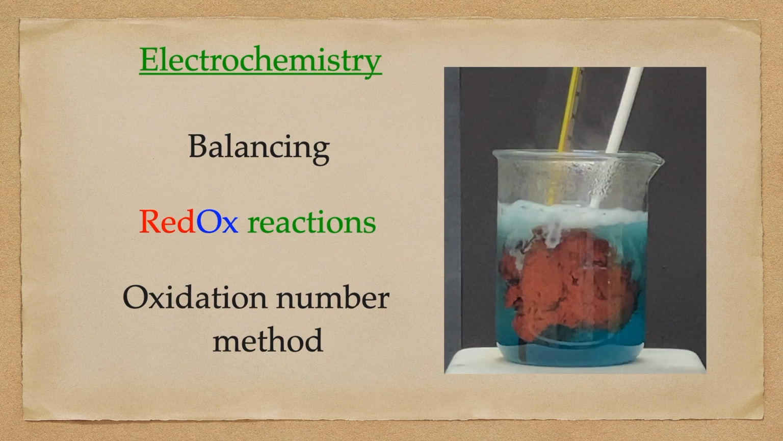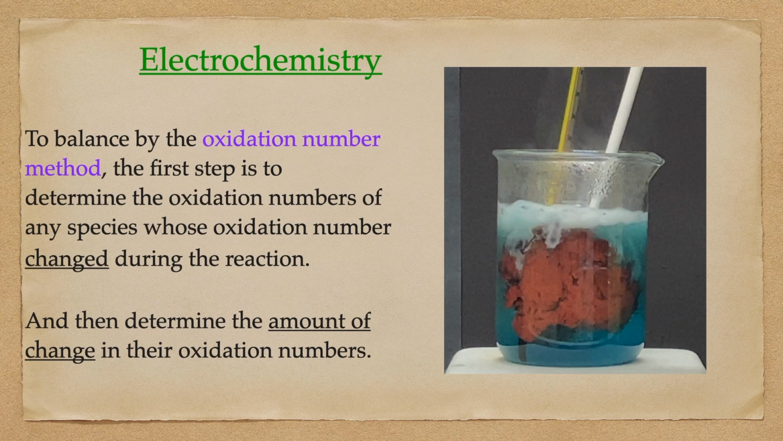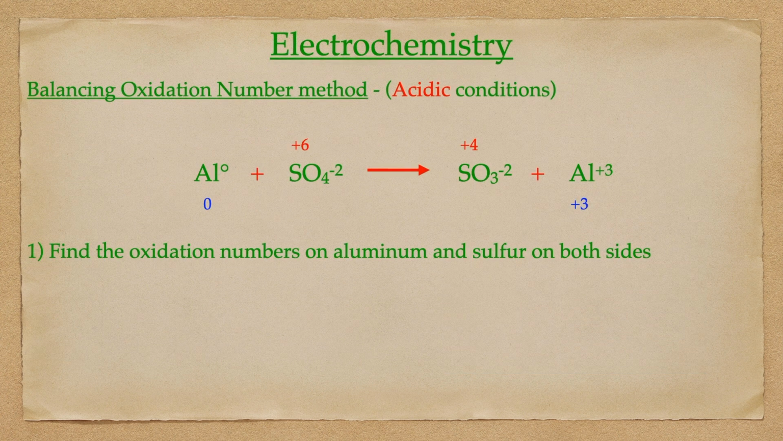Now that we have a reasonable grasp of oxidation numbers, we can attempt to balance using the oxidation number method. To balance by the oxidation number method, the first step is to determine the oxidation numbers of any species whose oxidation number changed during the reaction, and then determine the amount of change according to their oxidation numbers. For the example of aluminum metal reacting with a sulfate ion, first find the oxidation numbers of aluminum and sulfur on both sides of the equation.